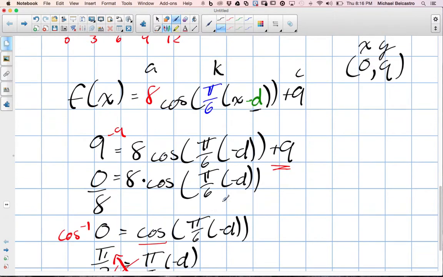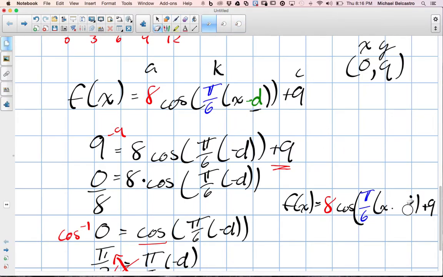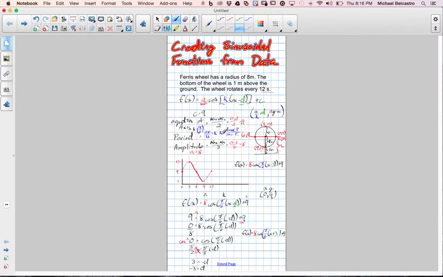So when we want to put negative 3 into the equation, because it's minus d, the concept goes like this. You get f at x is equal to 8 cos, our k value is pi over 6, and then it becomes x minus negative 3, plus 9. When you subtract a negative value, it's the same as adding, and that's how we would get our plus 3 that we did before when we looked at the graph there.